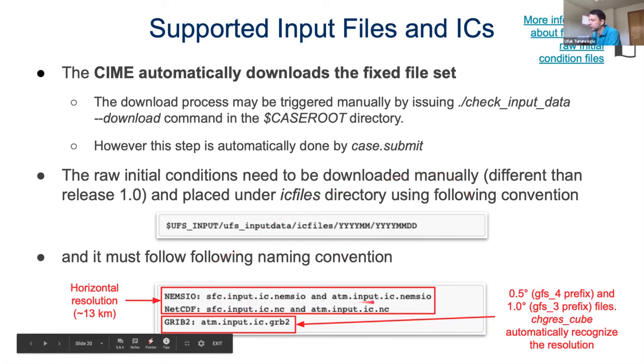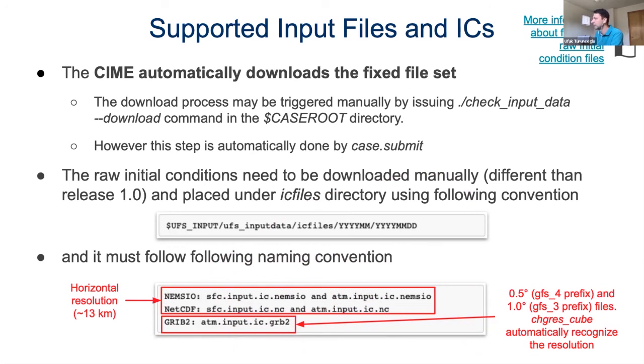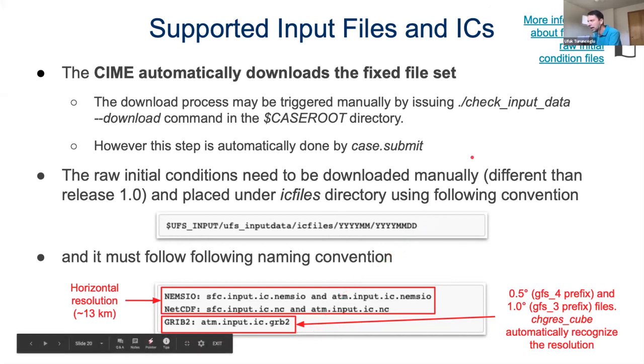It's also the same for NEMSIO. So you have to follow this convention. This is also explained in the documentation. You have to follow this convention to stage the raw initial condition. Otherwise, the CIME controls those directories and files, and if you have any inconsistency with this convention, it will warn you.